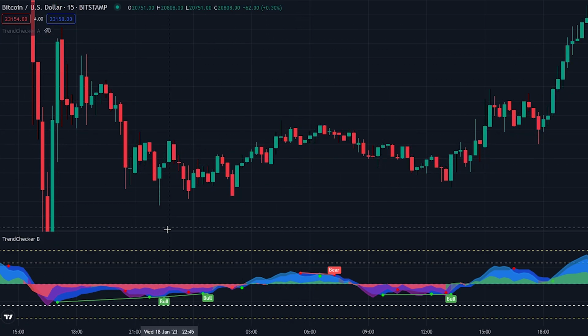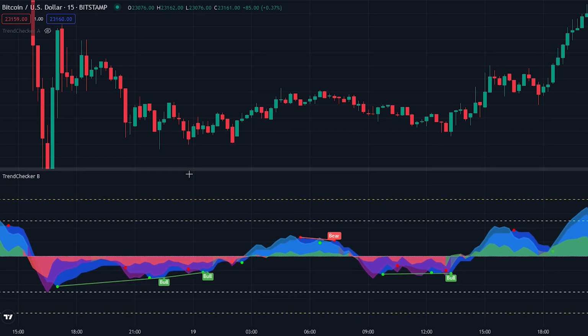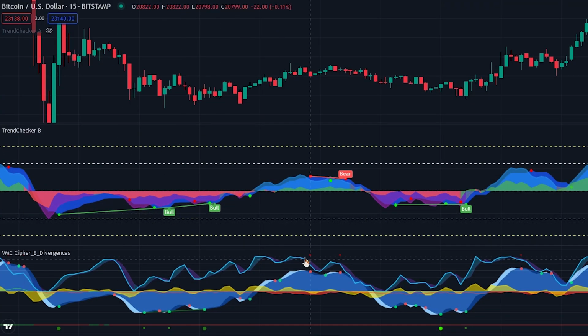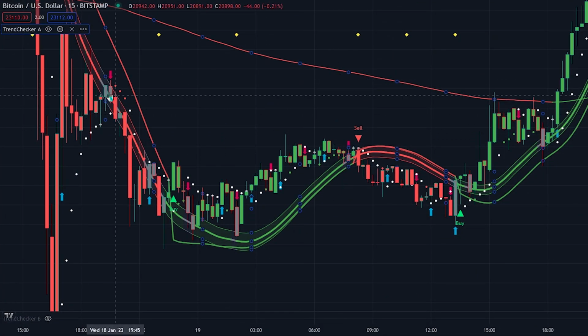Let's first take a look at the Trend Checker B indicator. The indicator reminded me a lot of the VWAP Cipher B indicator, however after putting them side by side, we can see a clear difference. The VWAP indicator provides many crossover signals and a smaller amount of divergence signals. On the other hand, Trend Checker B seems more smooth and provides fewer crossover signals, but these signals do seem to be more accurate.